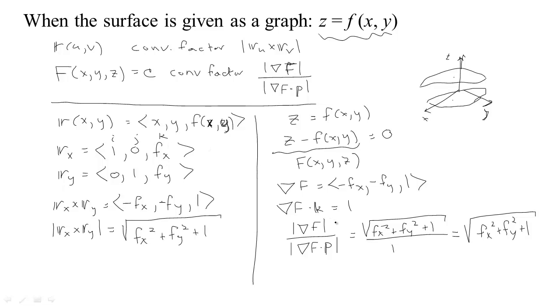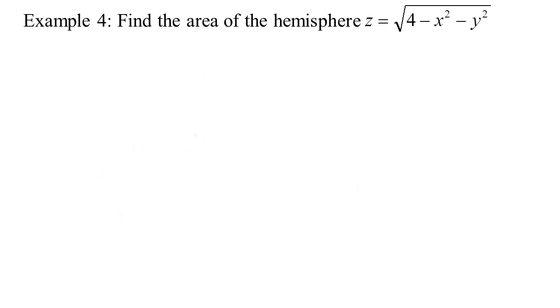Either do it as a parameterization, right? You get this conversion factor, or rewrite it as a function set equal to 0, so that it's a level set. Whatever way, whatever formula you apply, you're going to get this same conversion factor. Okay, let's look at an example.